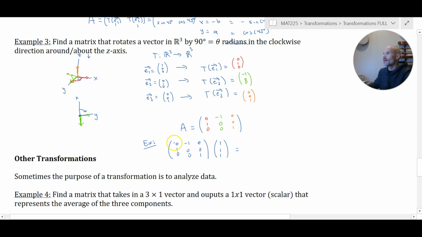And if we add 1 times this column plus 1 times this column plus 1 times that, we get negative 1, 1, 1. So if we imagine what happened here to this vector, we started off with 1, 1, 1, which is 1 unit this way, 1 unit this way, 1 unit this way.